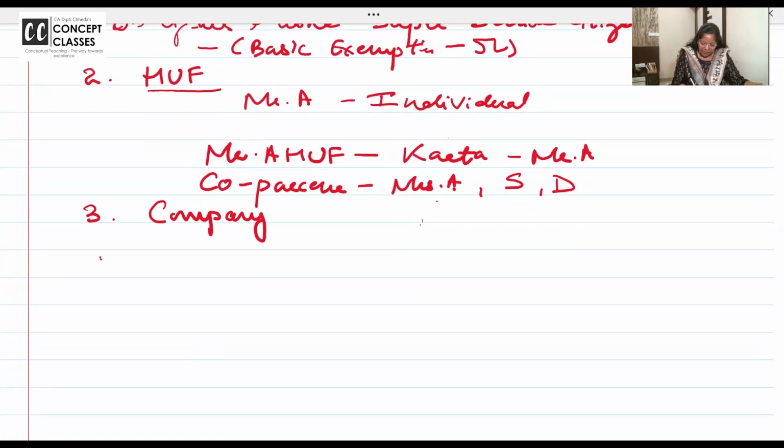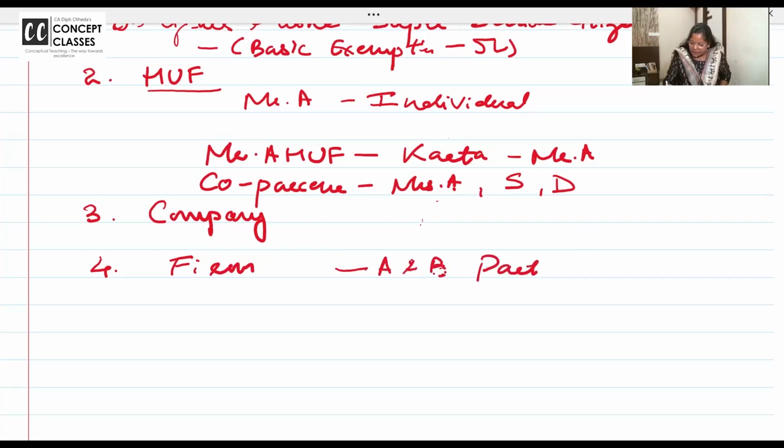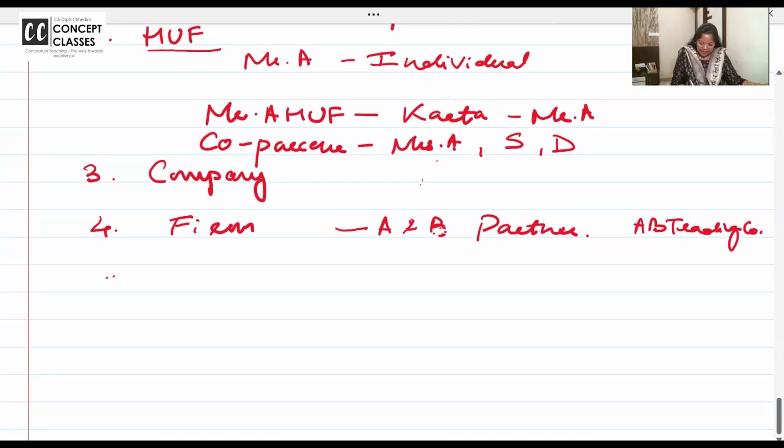Then we have the partnership firm. Now, you know, A and B are partners. So they will file their individual returns. But the firm's income, say the firm AB Associates, we'll call it AB Trading Co. So AB Trading Co is a separate person. Partnership firm is a separate person. Whatever income the firm is earning, the firm should pay tax. And as a partner, whatever you are getting as a working partner, salary, remuneration, on that you pay tax. Right? Next now.